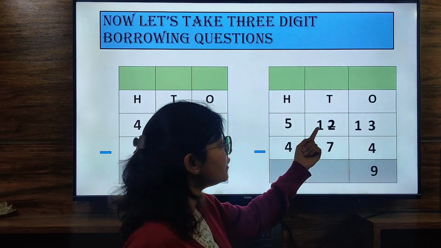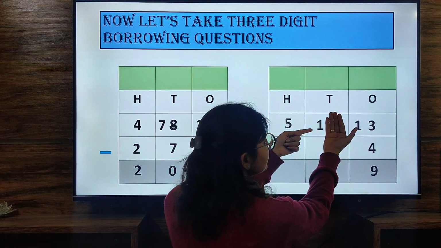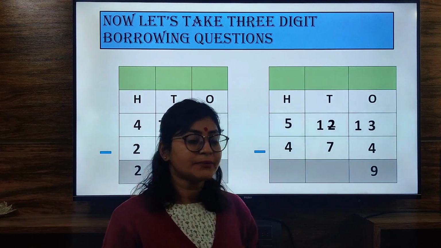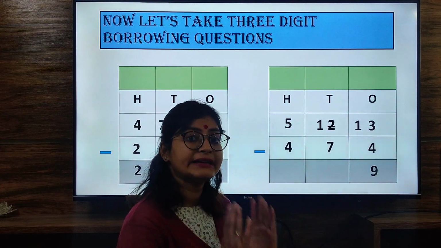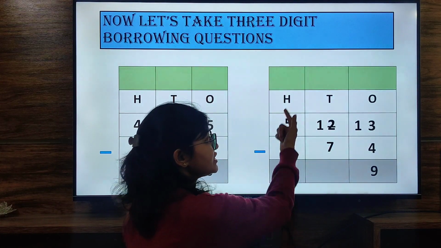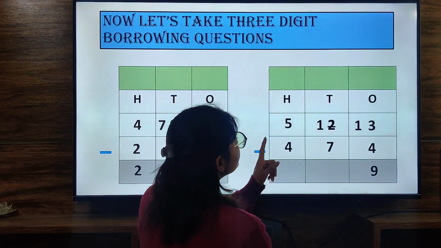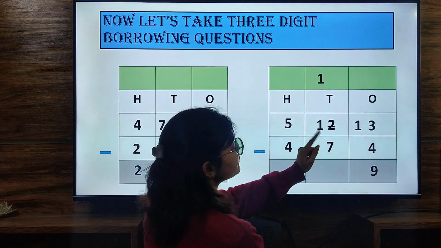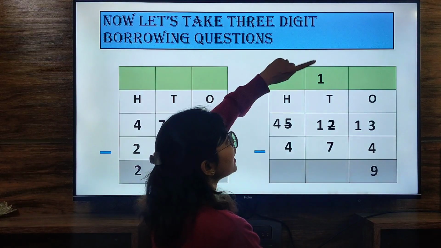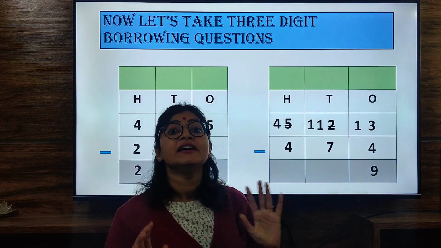Now here this 2 is gone. So in the tens column I have 1 on top and 7 here. So I cannot subtract 7 from 1 again. This 1 will borrow 1 from its neighbor, which is in the hundreds column. The neighbor of 1 is 5. So 5 will give 1 to this 1. So now this 5 will become 4. Now this 1 will come here. Now this 1 is 11.